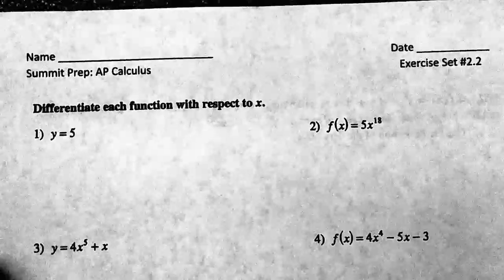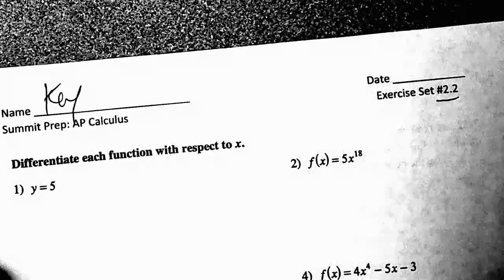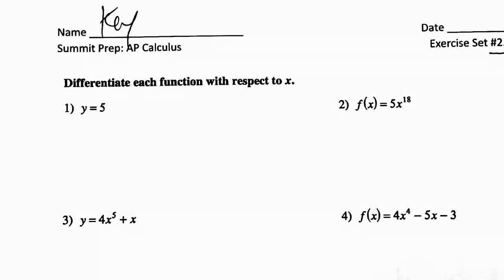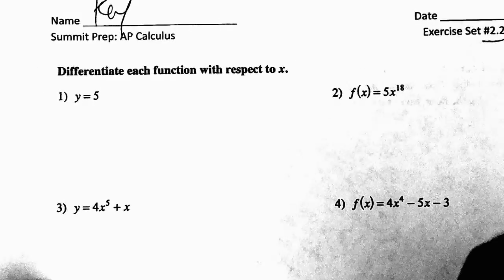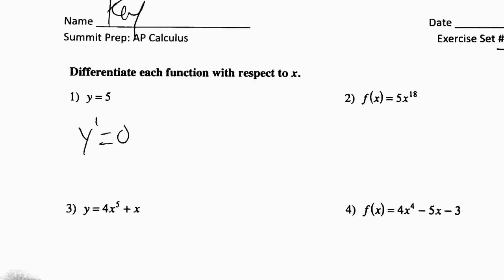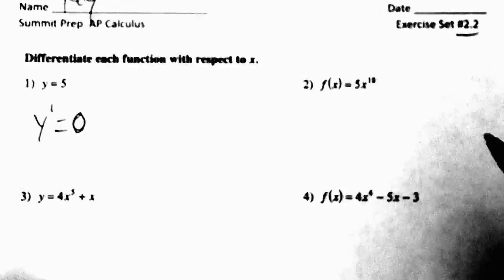Okay, this is the answer key to exercise set 2.2. We're differentiating each function with respect to x. When you're doing this, I recommend that you have out your notes. So the toolkit, right? The derivative of a constant 5 is 0. That's one of the rules, the first rule we did, the constant rule. Derivative of any number is 0.